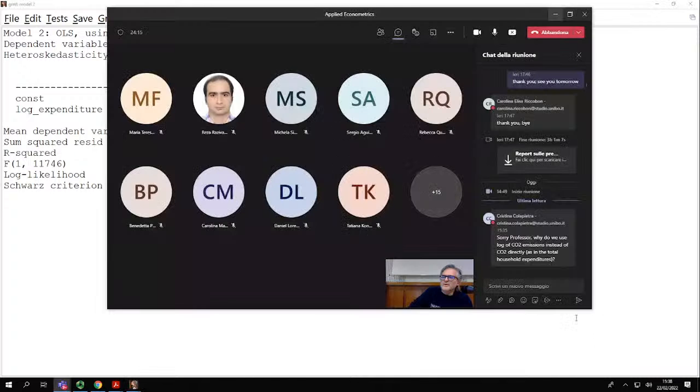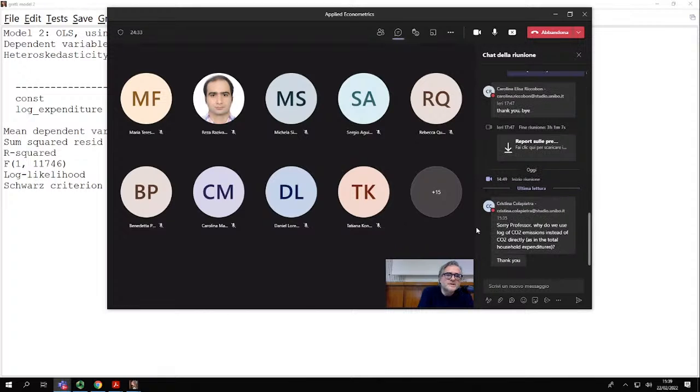So coming back to the very important point by Christina, we typically have to do log transformations on variables to compress the scale when it is possible. Of course, if you are dealing with a negative variable, you cannot apply the log. If your variable is a percentage rate, you don't apply the log typically. You apply the log to variables like tons of CO2, GDP, industrial production, expenditure, and so on.